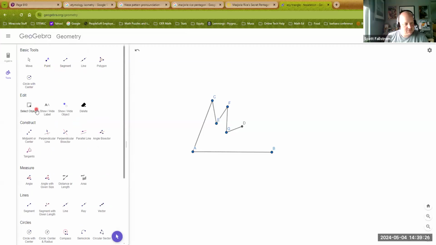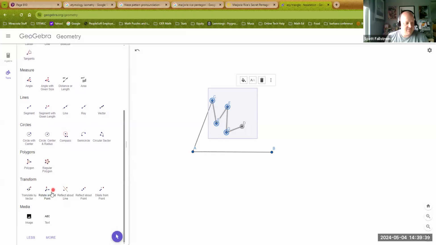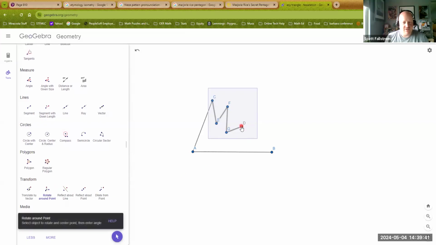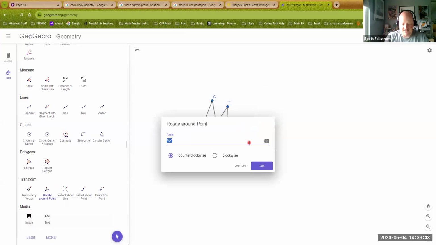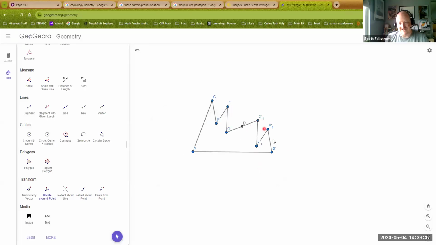Select all the objects. Can I do that? There we go. That's fine. Oops, I got to make sure G is in there. There we go. Okay. And now if I come down to rotate around a point, I click the point and I say I want to rotate 180 degrees. Now watch this. It fills it in. Do you see that? Like it filled it in. You're like, what? No, that is awesome.